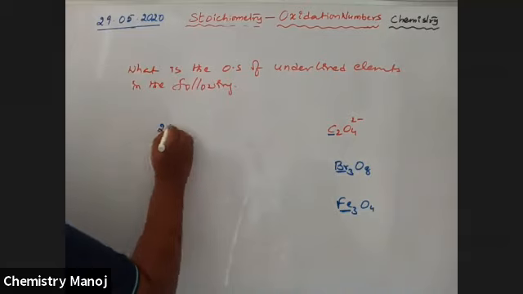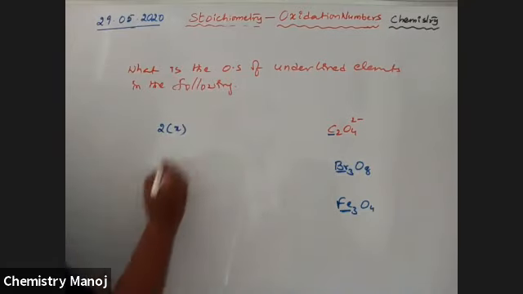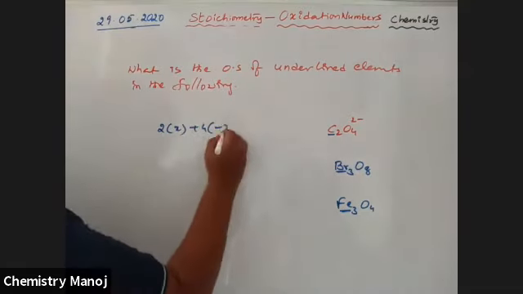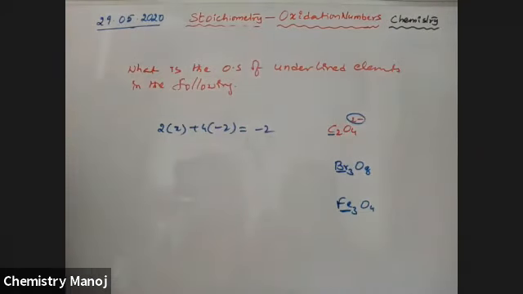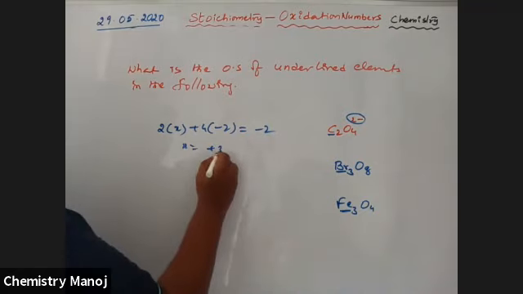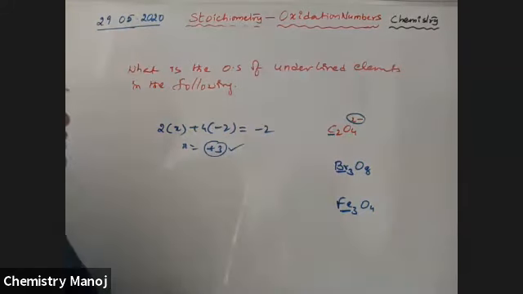Next one, C2O4 with a charge of -2. 2 carbons, we don't know the carbon value, so 2X plus 4 into each oxygen has -2. Now the charge is -2, equal to -2. Therefore, X is equal to +3. The oxidation state of carbon is +3.